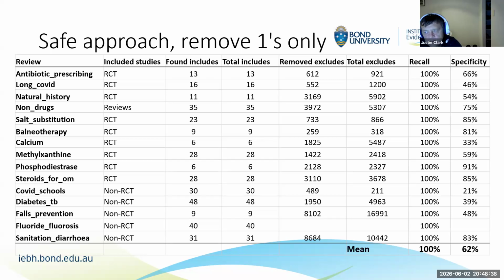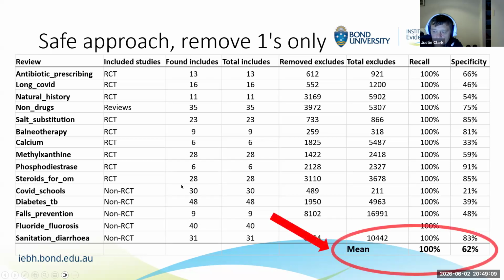Specificity is the number of irrelevant or ineligible studies it excluded. So specificity is screening workload saving. For antibiotic prescribing, it removed 66% of the studies safely, so there's a 66% workload saving. Down here, though, for COVID in schools, 21%. This one was quite a complicated review. Again, though, it got 100% accuracy. But for some of the really complicated ones, the workload saving is not always as high, but it does float around that 55 to 65 mark.